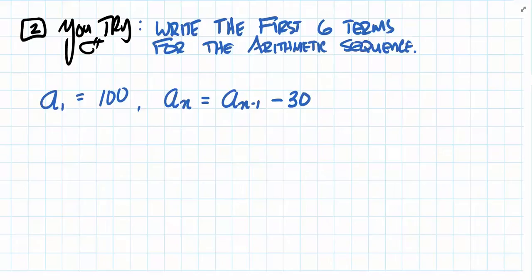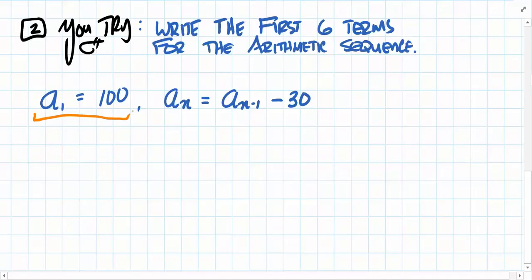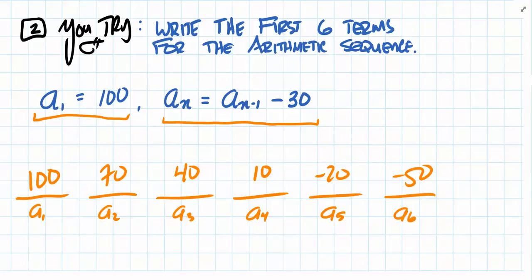Okay, box number 2 is a U-try. Write the first 6 terms for the arithmetic sequence given below. I told you that the very first term is 100, and a sub n is equal to a sub n minus 1 minus 30. Hopefully you got the right answer, but the very first term was given to us as 100, and the next term is the previous term minus 30, so the second term would be 70, 40, 10, negative 20, and negative 50, all the way down the line.